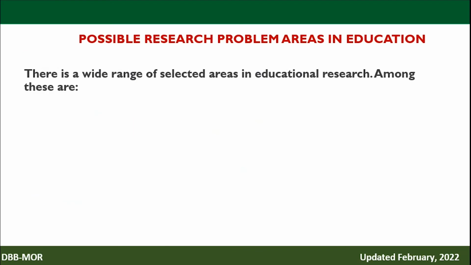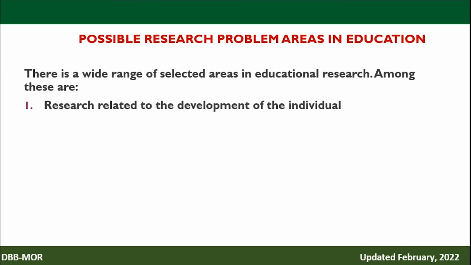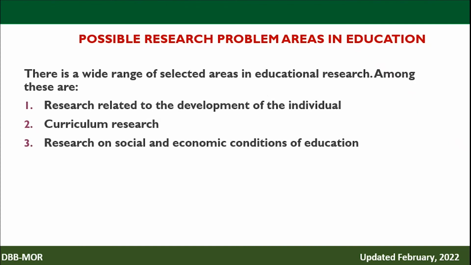So possible research problem areas in education. These are just examples, but you can choose your own. There are so many areas, particularly in education. So first, related to the development of the individual, our students, particularly to the curriculum, the most essential learning competencies that we are using, the K to 12 curriculum, which is better, is spiral curriculum or the K to 12 curriculum and so on. Then research on social and economic conditions of education, especially in this time of the pandemic.